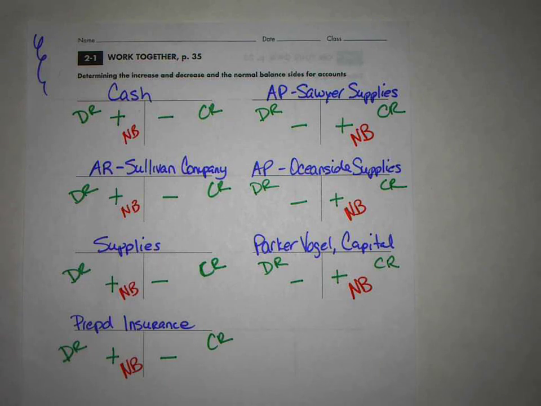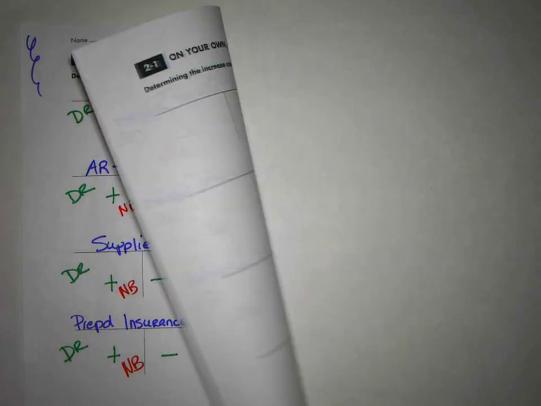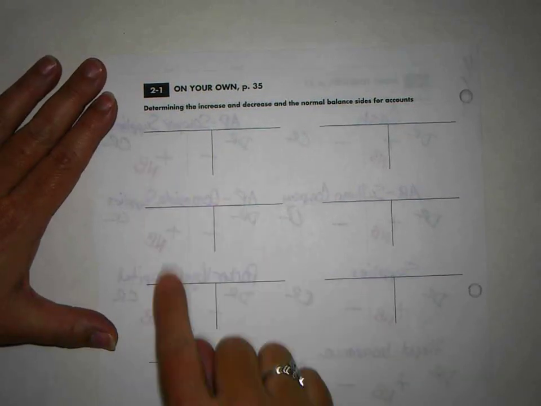They've got some different accounts for the on your own 2-1. So go ahead and flip over to on your own 2-1. Go through that same process. Write the title of each account on the T. Give me the debit and credit side. Give me the plus and the minus, and give me the normal balance side just by designating with an NB. Okay. And to finish. There you go.